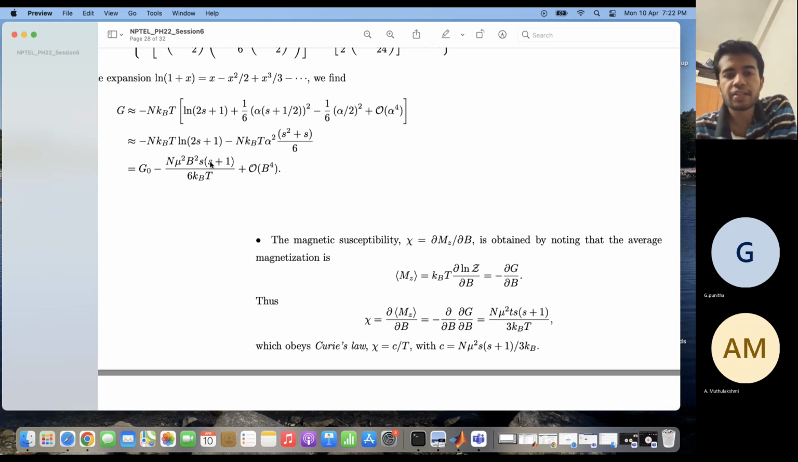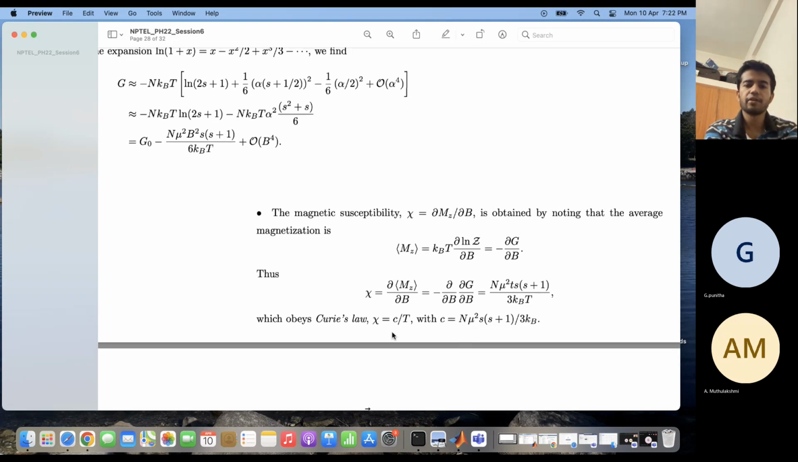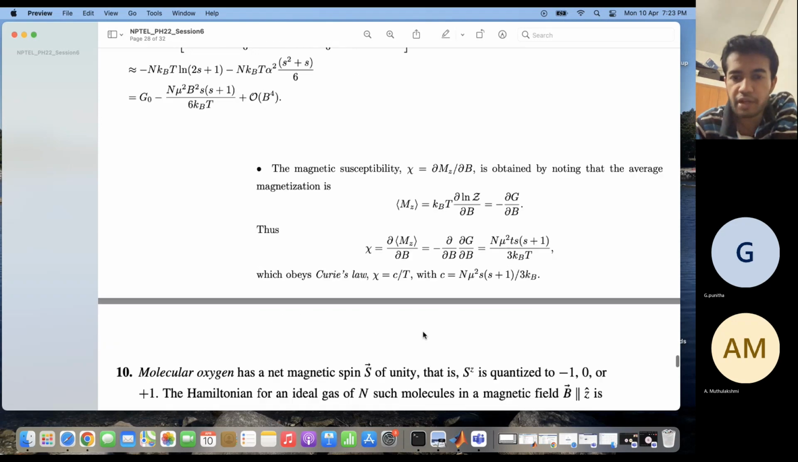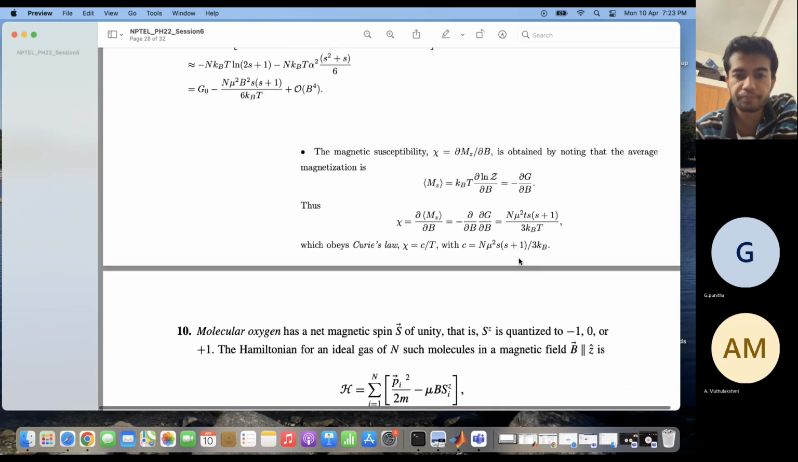From this, if I take the second derivative, I obtain chi is equal to n mu squared s into s plus 1 by 3 kBT. So this obeys Curie's law, that is, chi is inversely proportional to T, with the constant of proportionality C being equal to n mu squared s into s plus 1 by 3 kB.